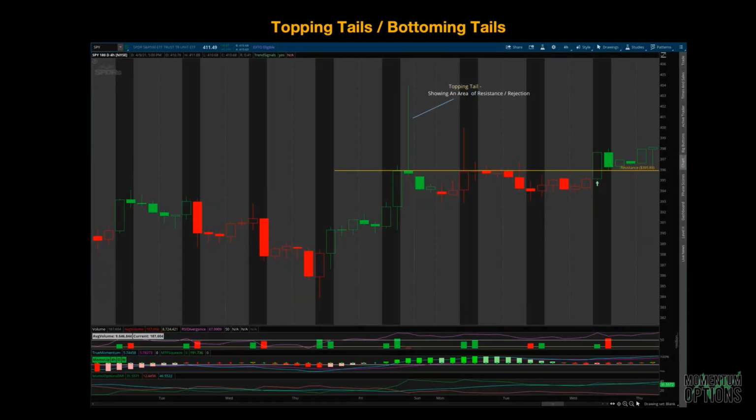So another really powerful candlestick pattern are our topping tails and our bottoming tails. So topping tails, bottoming tails, they simply show us an area of resistance, an area where price rejected very hard. Here you can see this candle with a lot of rejection at the highs. Pretty much everything above that line, and even a little bit lower on that sell candle, which is green and filled in.